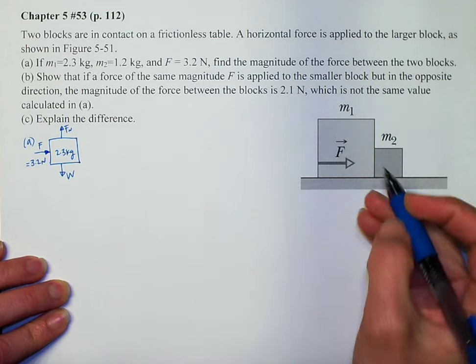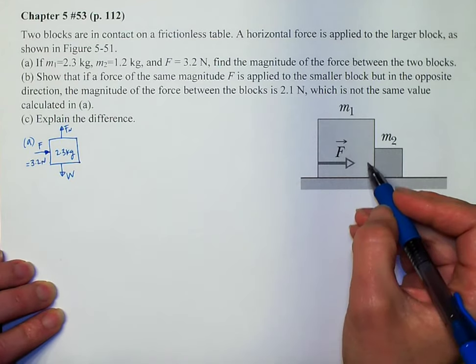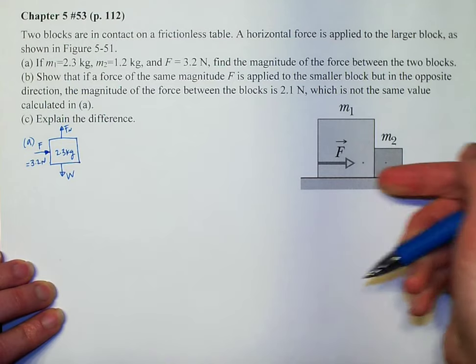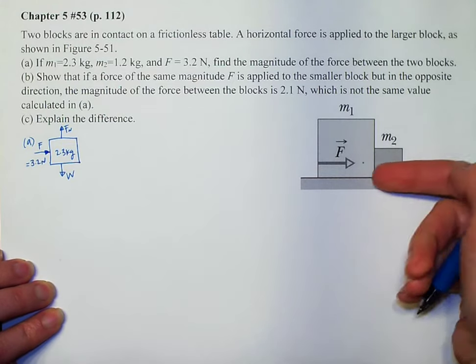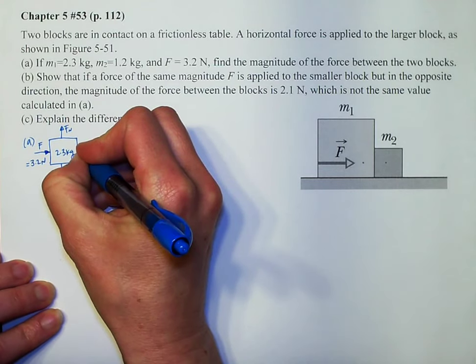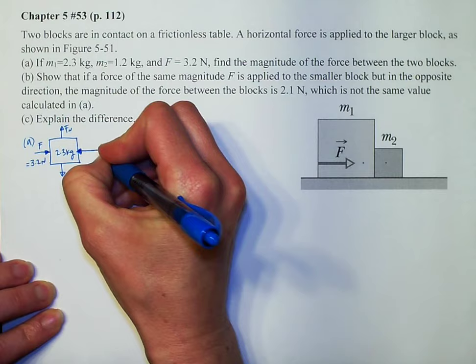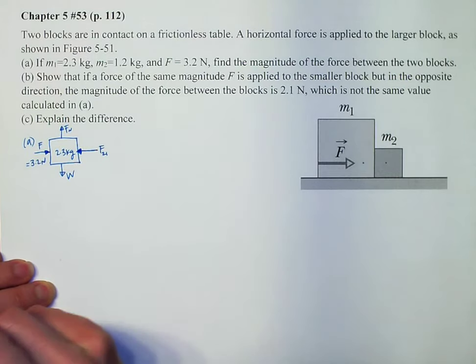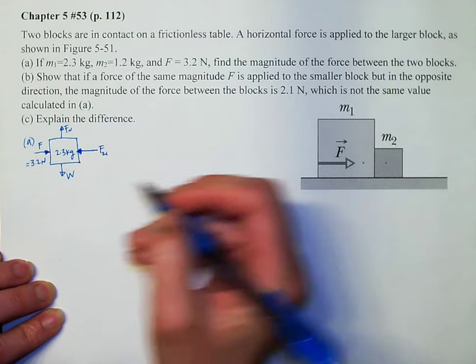And then the other force that's going to be applied to this block is the force from M2 onto M1, because as this is pushing along, this little guy is pushing back on him. And so I will draw this force right here. I will label it force from 2 on 1. And so here's our free body diagram.